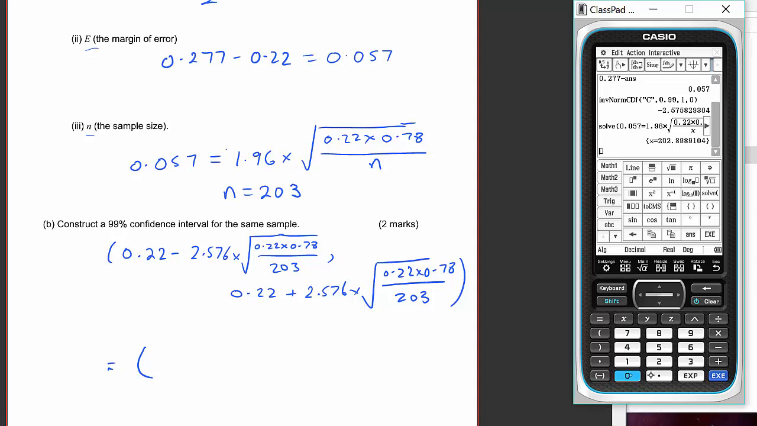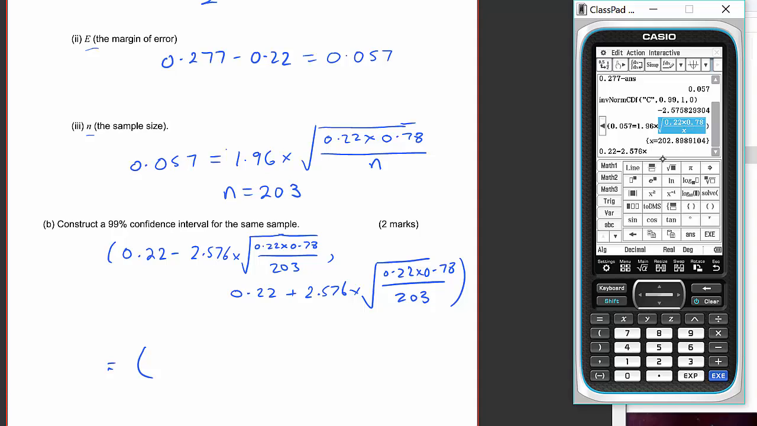So 0.22 multiplied by the z-score, which is 2.576. Sorry, that's not a multiply, that's a subtract just in there. And then multiply.